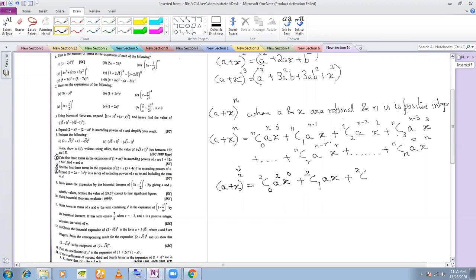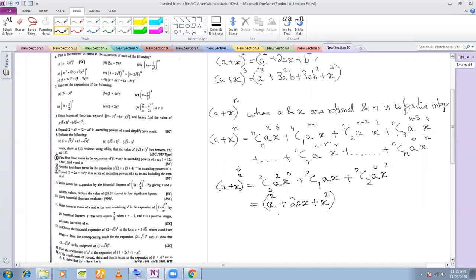And finally you have 2c2, and the power of a becomes 0, and the power of x increases to the highest power. So what you get here is 2c0, you know, is 1, x to the power of 0 is 1, so you simply get a square here, plus 2c1, ncr the value is n, so 2c1 is simply 2, 2ax, and 2c2, ncn is also 1, a to the power of 0 is also 1, so you're getting x square.